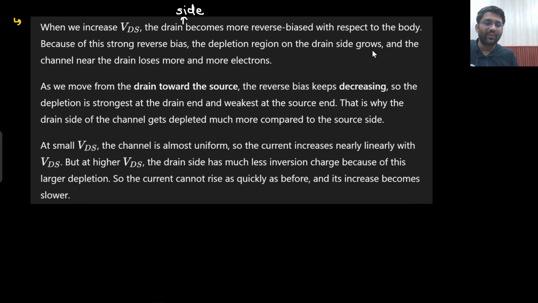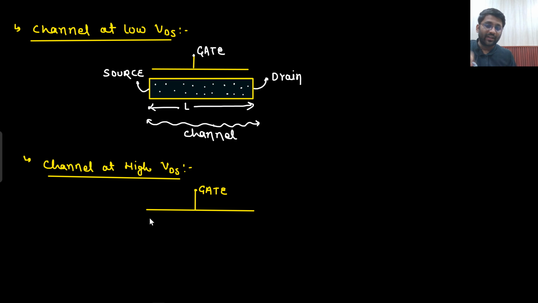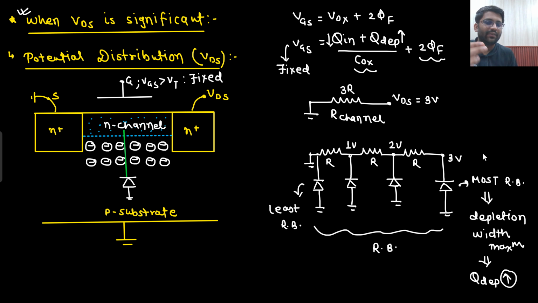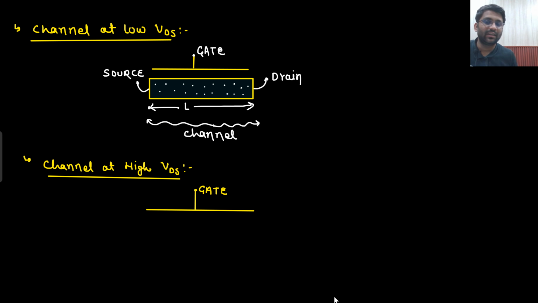So let's draw the diagram. We will read this theory later on. But this was your channel at low VDS, when there was no effect of VDS. Let's just say VDS was some 10 millivolt. So at 10 millivolt, there was very low reverse bias, so Q depletion was not changing significantly. But now Q depletion is changing significantly. So this was your channel first. Channel was constant everywhere. It was uniform everywhere.